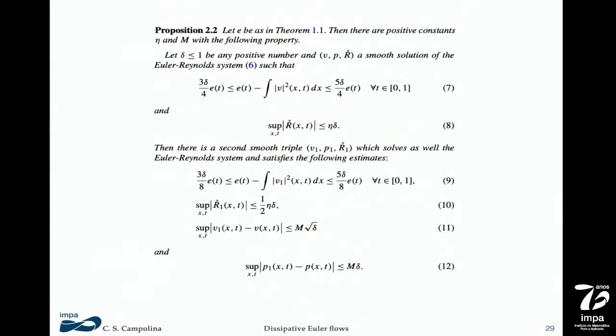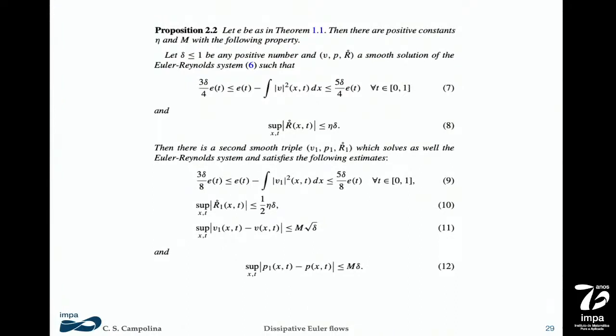You know, there is a lot of notation here, but this is essentially the same thing, you see? Here it's 3/4 of delta, here we have 3/8, right? And here we have 5/4, here we have 5/8. And for the Reynolds stress, we have delta. Here we have delta over 2.